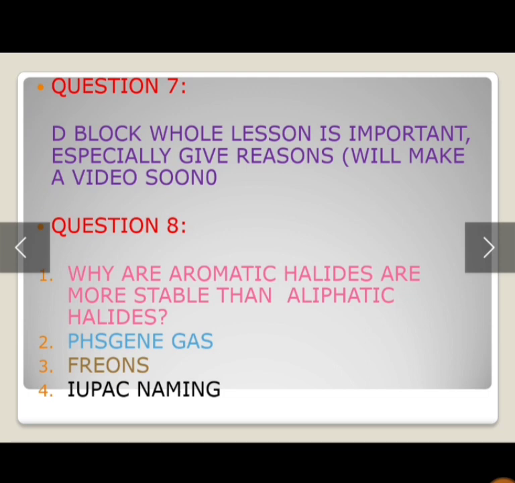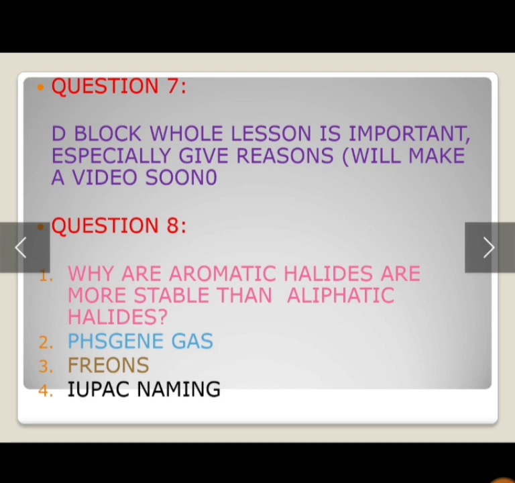Question number 7. Question number 7 would appear from the D block or P block. If D block is asked, it would generally be give reasons. If P block, they'll ask you reactions. So you need to go thoroughly through the reactions of D block and P block. Since it is inorganic, you don't have any shortcuts. You need to go line by line.